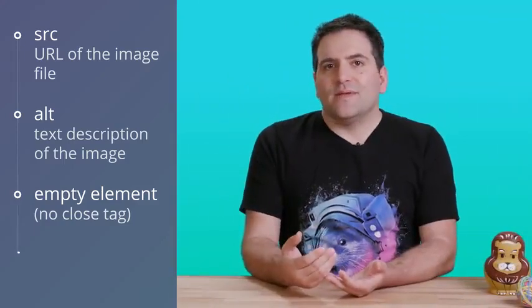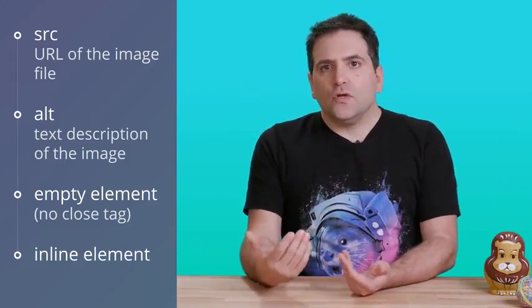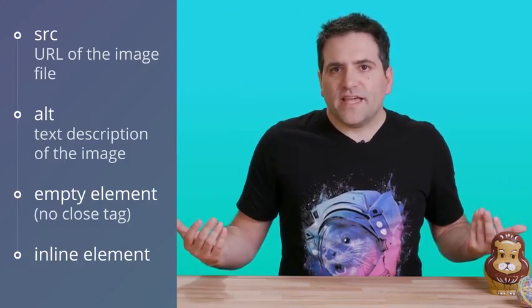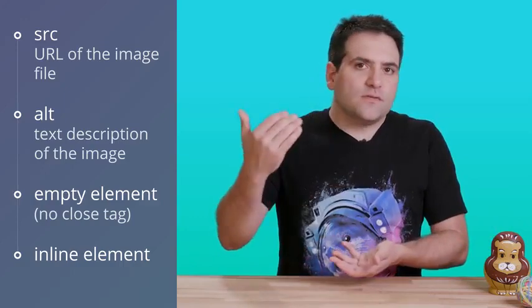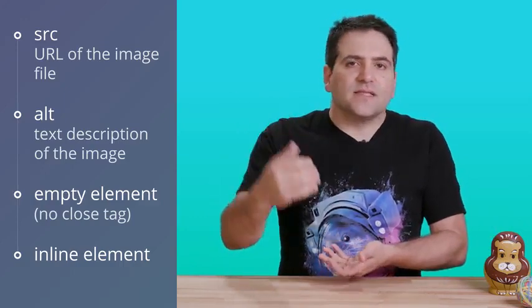And the img element is an inline element. You can put an image right into the middle of a piece of text. If the image is taller than the text around it, it'll space the lines of text out.